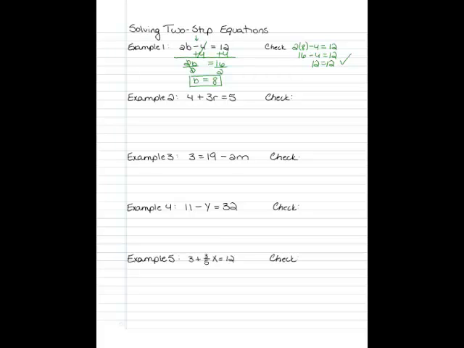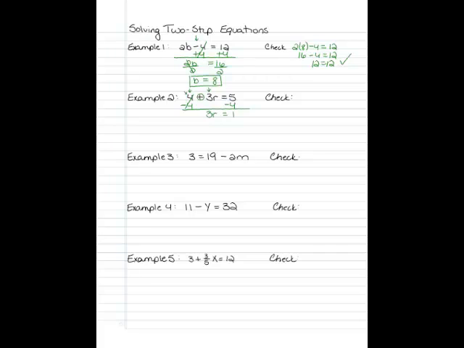In example 2, same idea. We have 4 plus 3r. We want to decide whether to get rid of the 4 first or the 3 first. Because we are adding here, we need to deal with the 4 first. In order to get rid of it, we're going to subtract 4 from both sides. 4 minus 4 is 0, leaving you with 3r equals 5 minus 4 is 1.